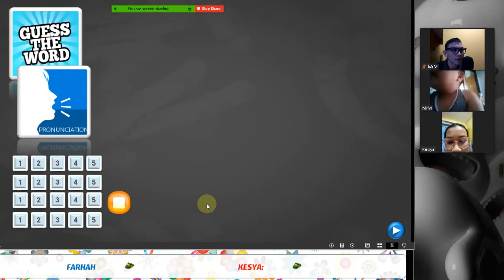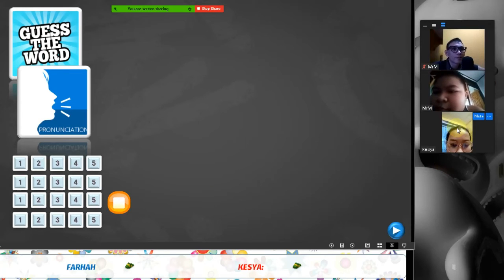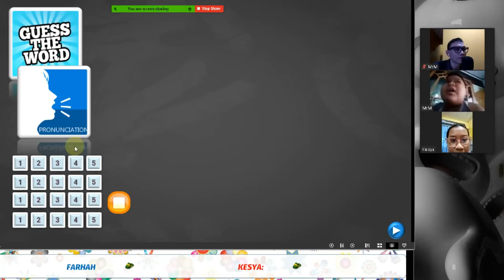So now we are going to play race game. So Kesia from SD 1, SD Negeri 1 Abepura, Farah from SD Bertingkat Waina. And they are going to race guessing the word, guessing also how to pronounce it correctly, and guessing also the silent letter. Because the topic today is about silent letters.